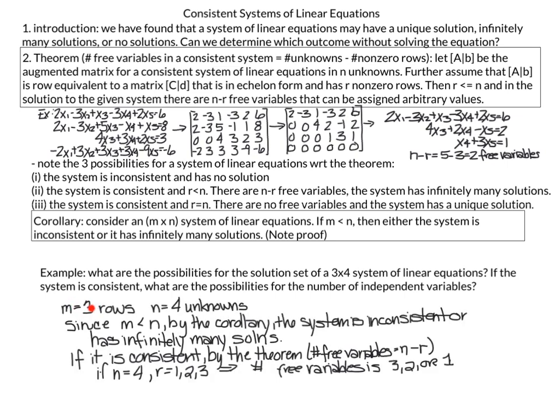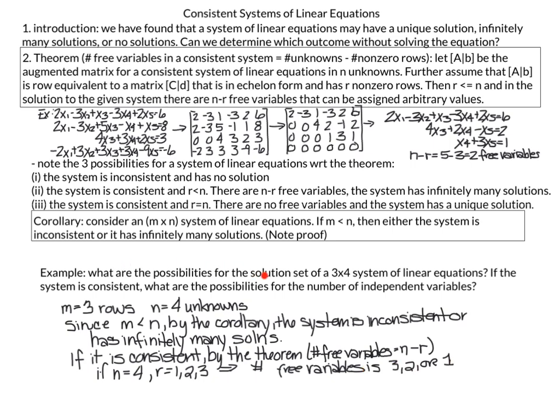So here we have 3 rows, 4 unknowns, and by our corollary, if m is less than n, which it is here, then the system is inconsistent or it has infinitely many solutions. If it is consistent, by this theorem over here, the number of free variables is equal to n minus r. So if n is equal to 4, then r can equal 1, 2, or 3. So the number of free variables can be 3, 2, or 1.